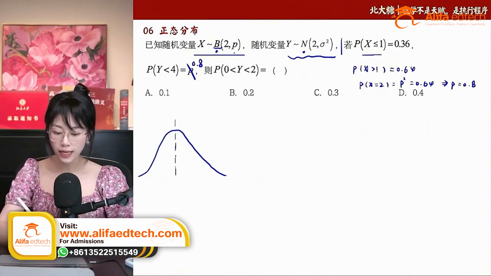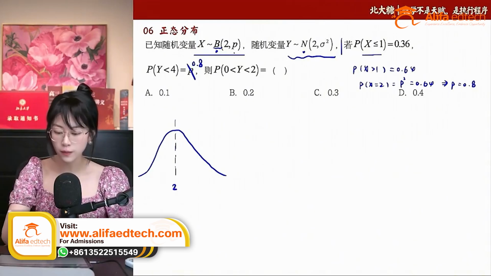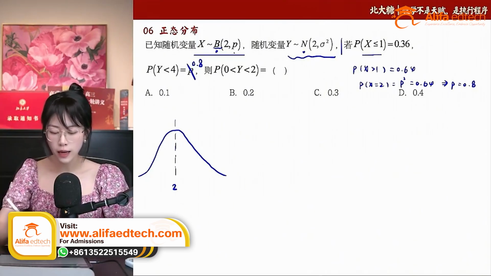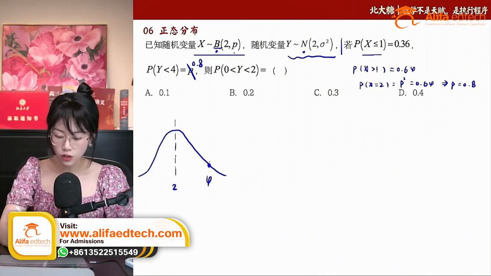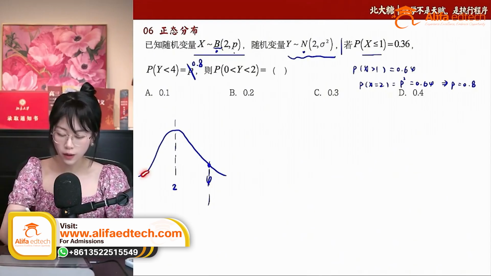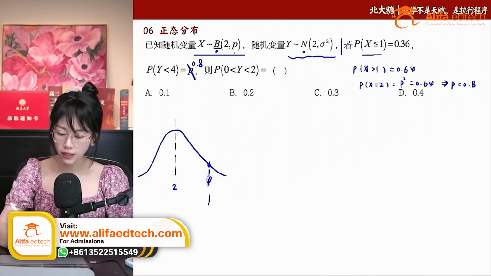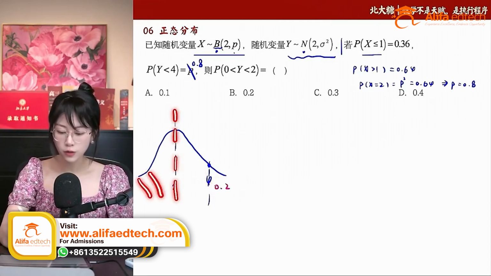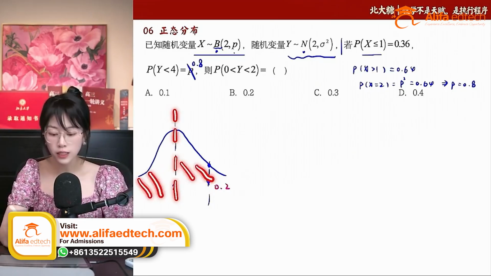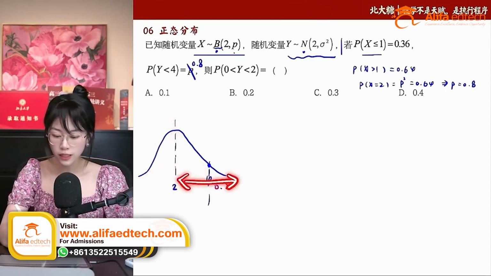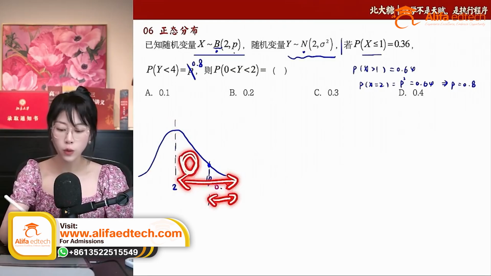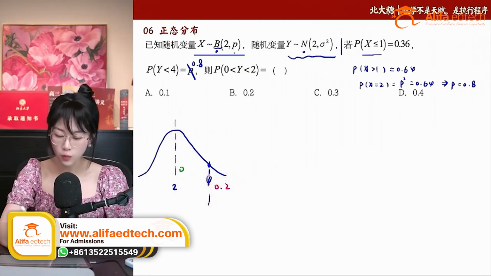Now, P of y less than 4 equals 0.8. Let's draw our axis of symmetry here. This normal distribution has a mean of 2, so we mark 4 here. The area less than 4 is 0.8. So, the area on the right side is 0.2. Right? The right side is 0.2. We also know that the area on both sides of the axis of symmetry is exactly the same, which is 0.5. So this section is 0.5, and this section is 0.2, which means this section here is 0.3.